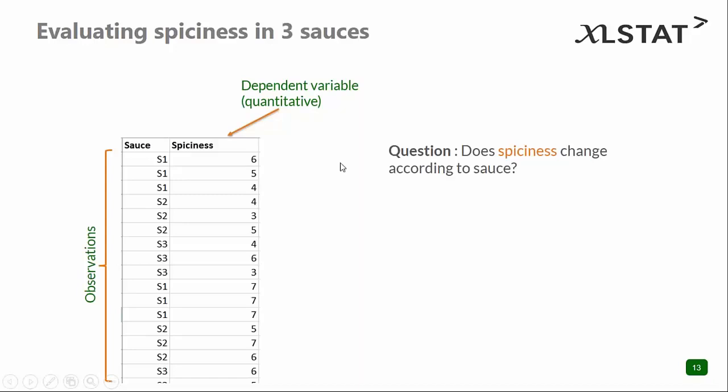Spiciness is the variable I want to try to explain or to model. And here spiciness is quantitative. And the sauce will be the independent variable because I want to try to explain spiciness according to sauce. So this is my independent variable, which is qualitative. So here an ANOVA model could be appropriate.